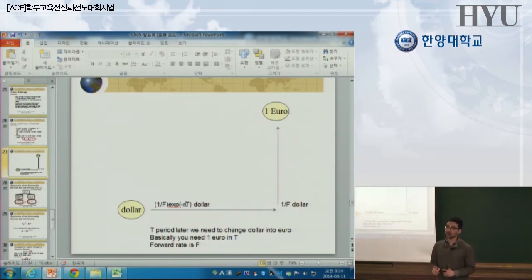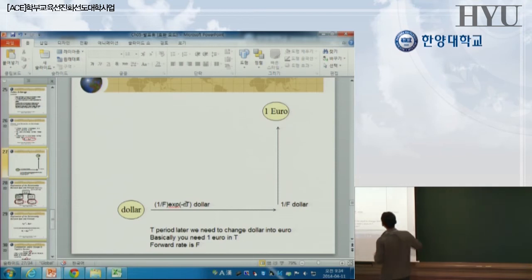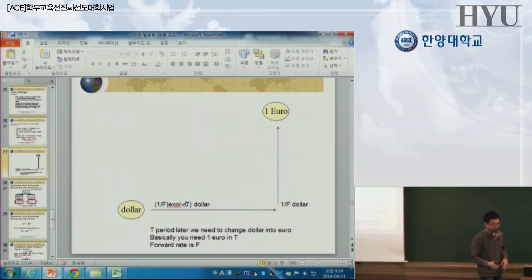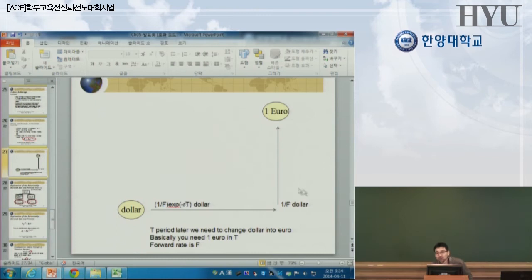But there is an alternative way. The alternative way is you change your dollar into euro right now, and put your euro in the European bank. Then it will become some euro as well. Let's think about it. You need 1 euro at this time. Therefore, in order to make 1 euro in the European bank, how much money do you have to put at this time?